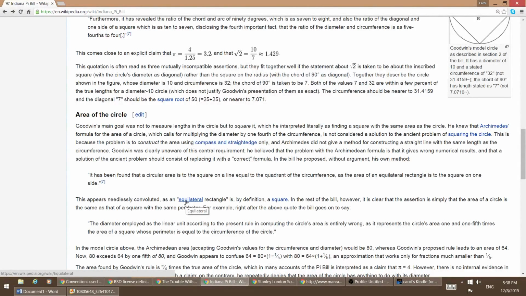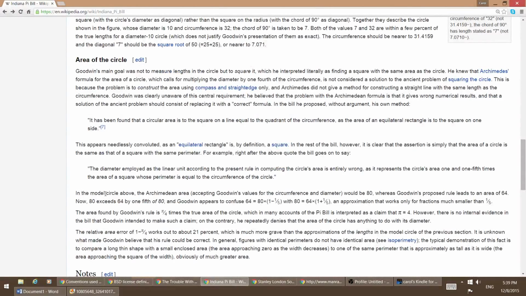In the rest of the bill, however, it is clear that the assertion is simply that the area of a circle is the same as that of a square with the same perimeter. For example, right after the above quote, the bill goes on to say the diameter employed as a linear unit according to the present rule in computing the circle's area is entirely wrong, as it represents the circle's area 1 1/5 times the area of the square whose perimeter is equal to the circumference of the circle. In the above model circle, the Archimedean area, accepting Goodwin's values for the circumference and diameter, would be 80, whereas Goodwin's proposed rule leads to an area of 64.